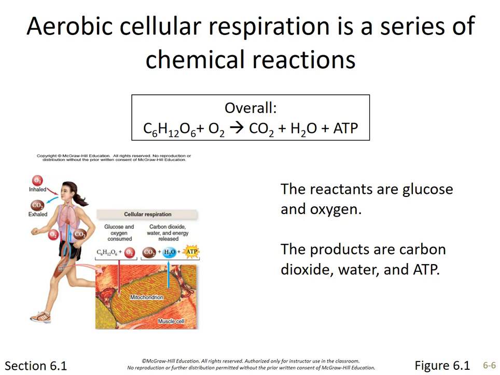The overall chemical reaction for aerobic cellular respiration, and that's in the presence of oxygen, is the exact opposite of photosynthesis. As you can see, the products of photosynthesis, glucose and oxygen, are now the reactants of cellular respiration, and glucose and oxygen recombine to yield carbon dioxide, water, and ATP.